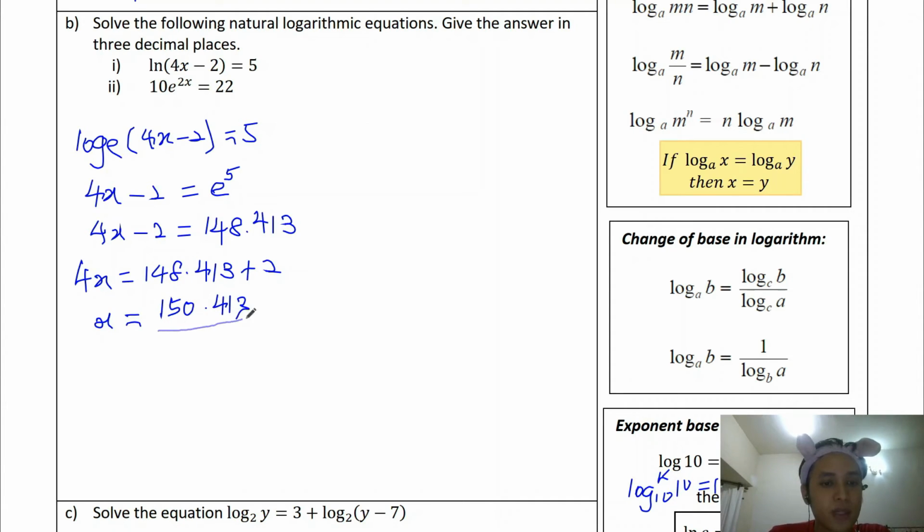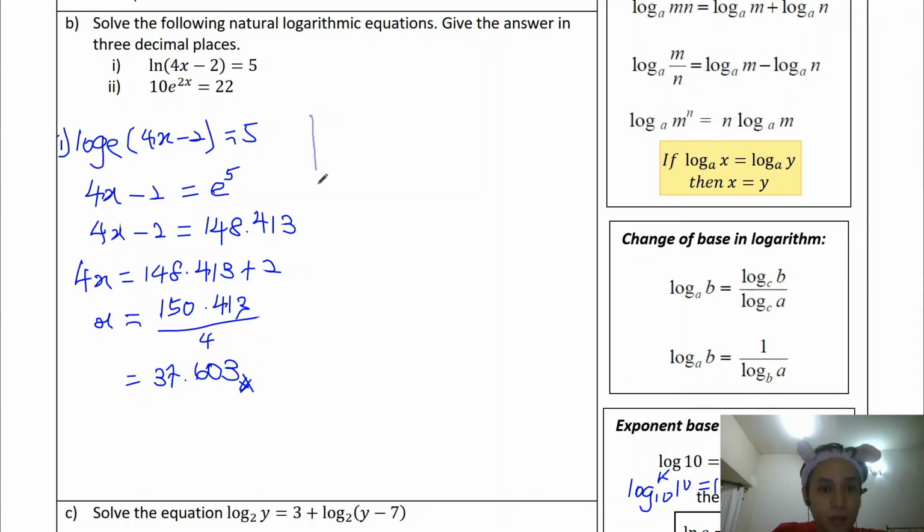0.413 divided by 4. Okay, so let me just check my answer just in case I calculated wrongly. 4, and then your answer here will be 37.603. Okay, 3 decimal places. Right, so that is how you solve.